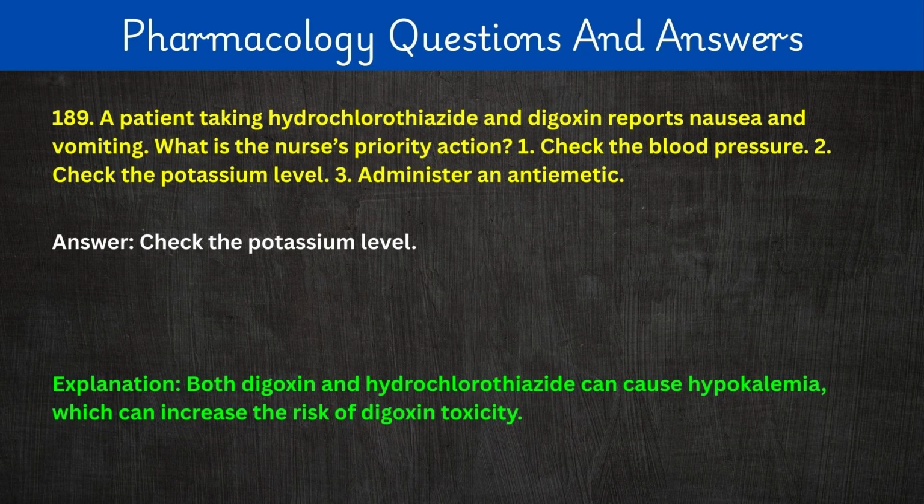189. A patient taking hydrochlorothiazide and digoxin reports nausea and vomiting. What is the nurse's priority action? 1. Check the blood pressure. 2. Check the potassium level. 3. Administer an antiemetic. Answer: check the potassium level. Explanation: both digoxin and hydrochlorothiazide can cause hypokalemia, which can increase the risk of digoxin toxicity.